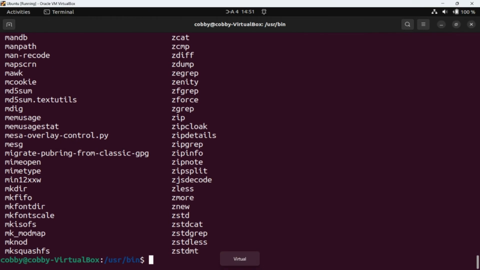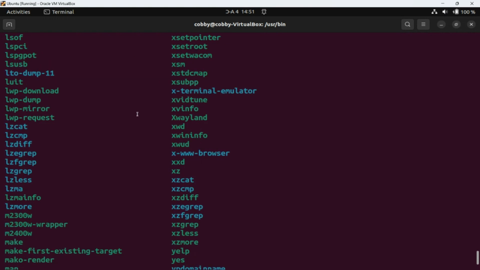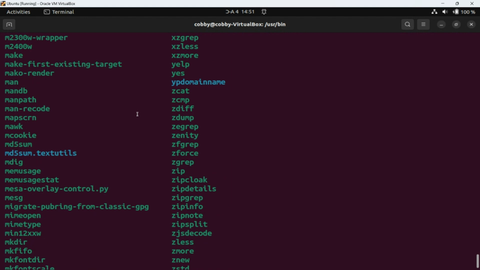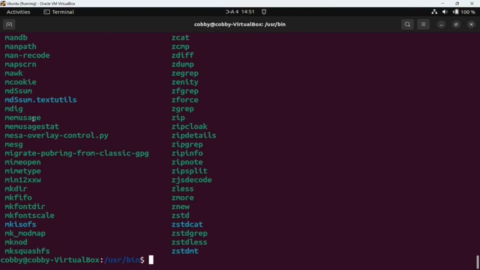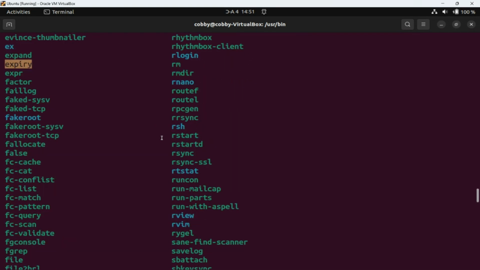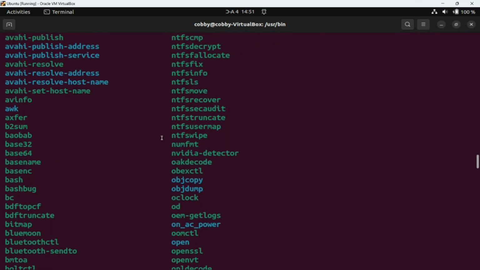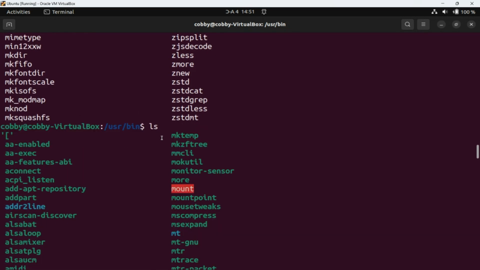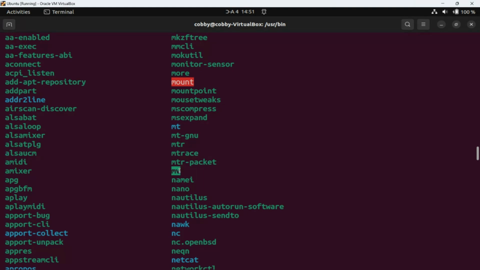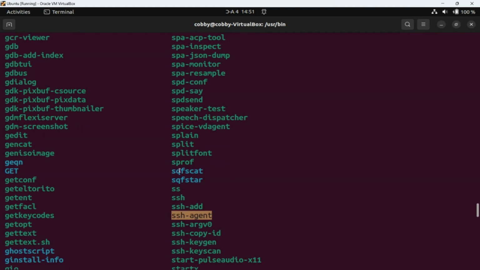So when we go through our files, let me list it. So we see the colors, the list of executable commands or programs. We can find MV, right? So we have our MV here. So it goes through all these instructions until it finds MV, and it just executes that program.